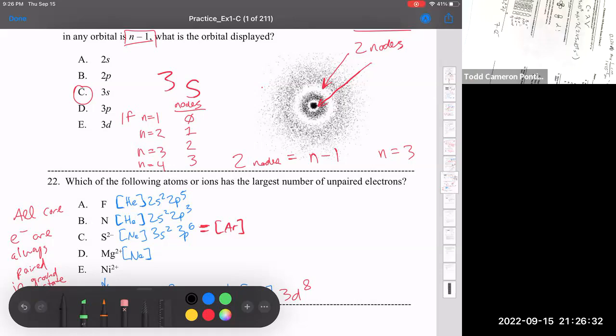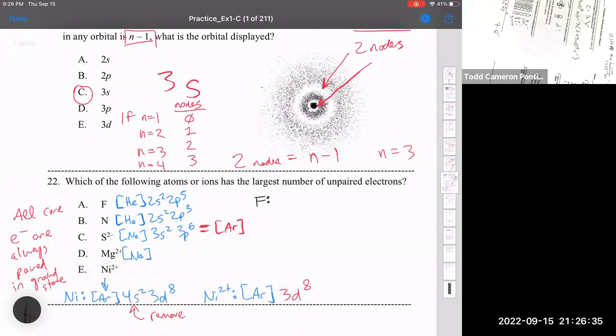With fluorine, it's got a 2s subshell. How many orbitals can fit in a 2s? An s subshell can fit 2 electrons, which means it only has 1 orbital. And then it has a 2p subshell. And p subshells have 3 orbitals. Okay? S has 1, p has 3, d has 5, f has 7.